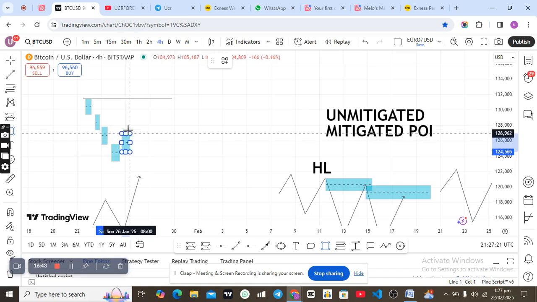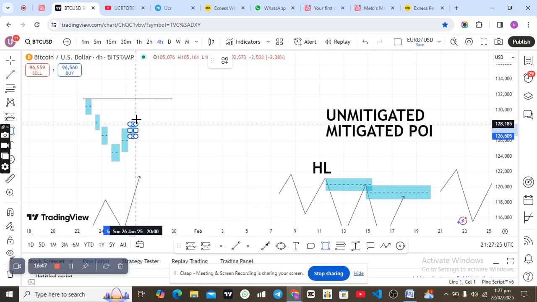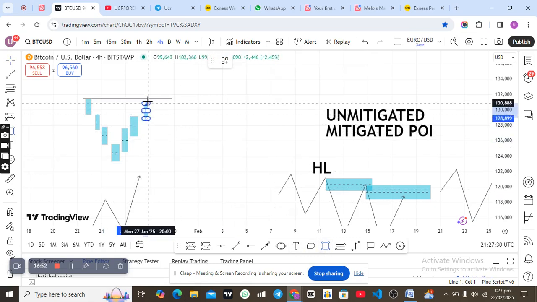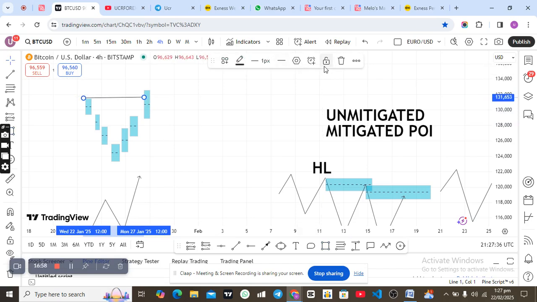This doesn't mean the color of the candle. It doesn't matter whether it's a red candle or a blue candle, or whether it has a wick or doesn't have a wick. Okay, and then finally price breaks above that zone. When price breaks above that zone, this is a full bodied candle.